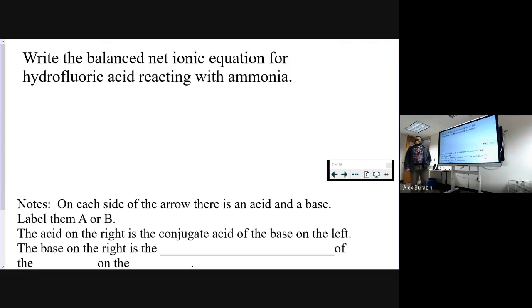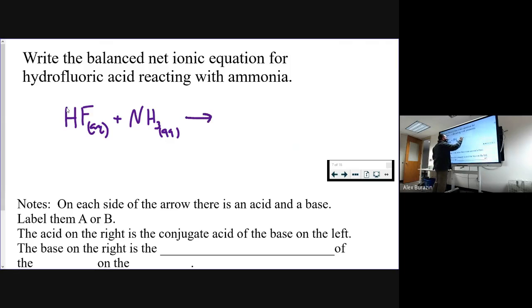Hydrofluoric acid, strong or weak? Weak. Keep it together. That's just good life advice. Okay, ammonia, strong or weak? These react. What do we get for products?